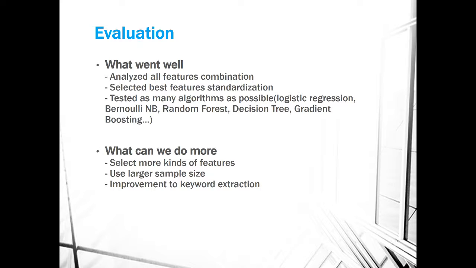The things we can do more are taking more kinds of features into consideration so that we can have more types of data of the Twitter account for analysis. We can also use a larger sample size so that we can predict more and with better generalization capability. And the last one is that we could improve our keyword extraction. Besides the wording of robot or bots, we can extract more sensitive words to make them into features that we can use to train the model.